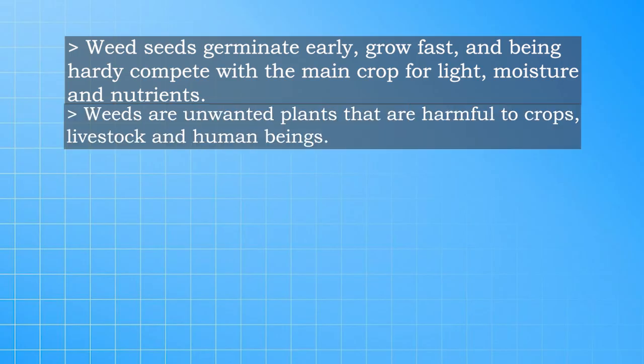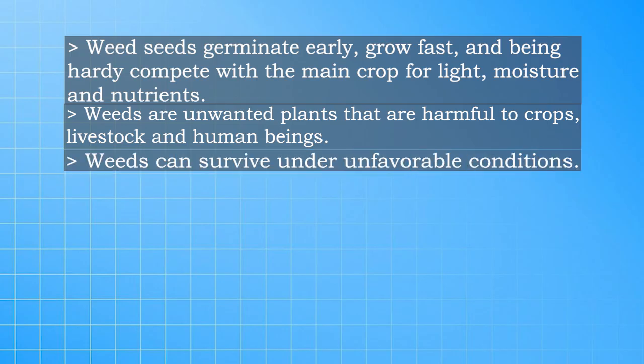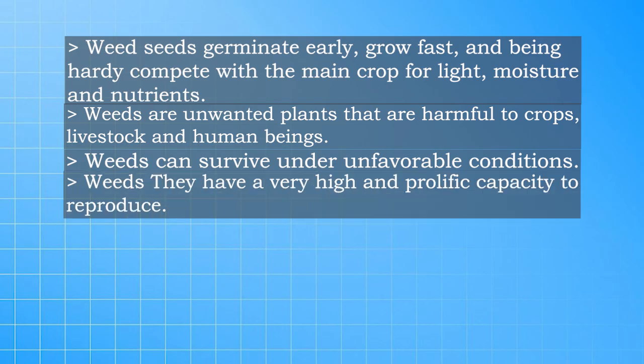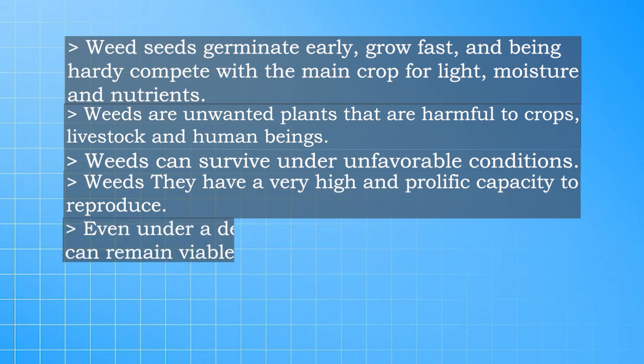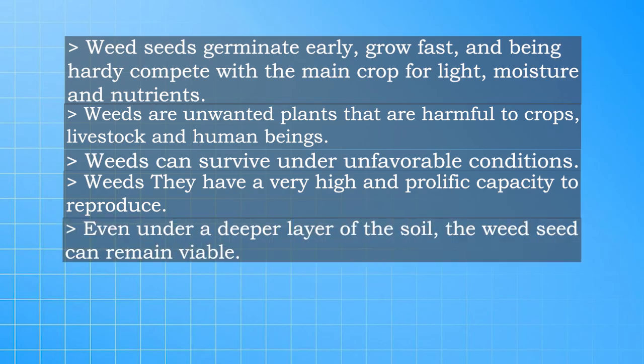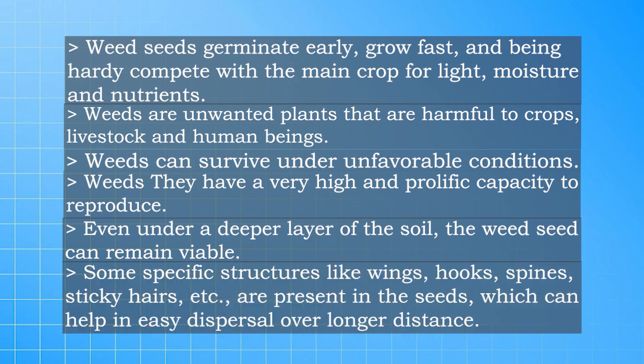Second, weeds are unwanted plants that are harmful to crops, livestock, and human beings. Third, weeds can survive under unfavorable conditions. Fourth, they have a very high and prolific capacity to reproduce. Fifth, even under a deeper layer of soil, the weed seed can remain viable. Sixth, some specific structures like wings, hooks, spines, sticky hair, etc. are present in the seeds, which can help in easy dissemination over longer distances.